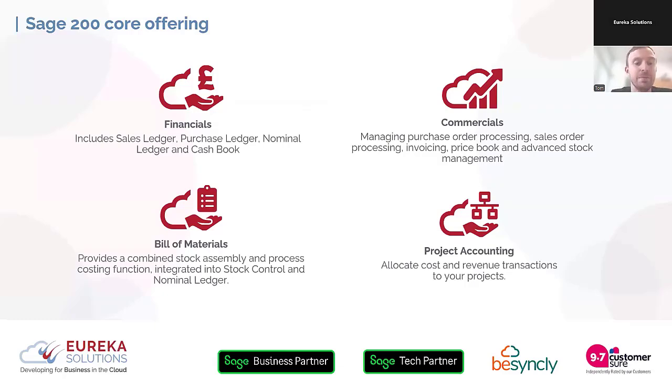So providing combined stock assemblies. For example, if you had a bike, you would need the wheels, you would need the frame, you would need the tyres. How do we put that together into a bill of materials? That's all available within Sage 200. And also project accounting as well.